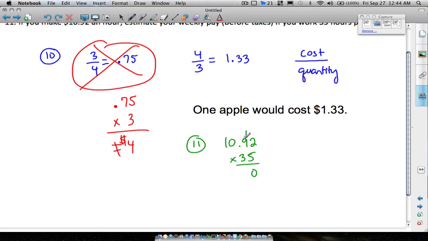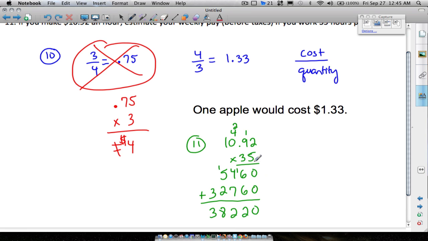2 times 5 is 10, 0 carry our 1, 9 times 5 is 45, plus 1 is 46. 5 times 0 is 0, plus 4 is 4, 5 times 1 is 5. Let's bring a 0 down, and now let's multiply the 3. 3 times 2 is 6, 9 times 3 is 27, 3 times 0 is 0, plus 2 is 2, and then 3 times 1 is 3. Let's add all this stuff up. 0, 12, 12 again, 8, and 3.